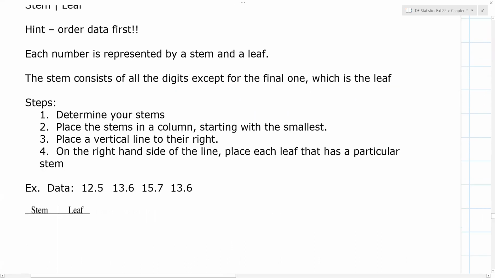Each number is going to be represented by a stem and a leaf. Your leaf consists of exactly one number and only one number, which is why when we create our stem and leaf graph, we don't have any commas on the leaf side. That's a common mistake: people either put decimals or commas in that leaf portion, and you don't put anything except numbers in that leaf portion.